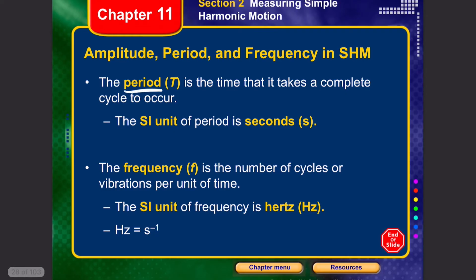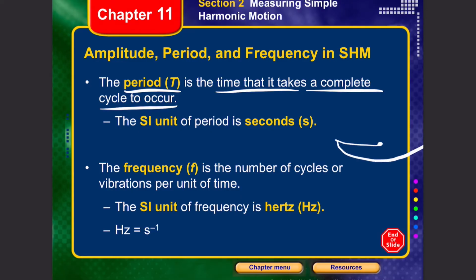Next, let's talk about period. So the period is the time it takes to complete one cycle. So one cycle means you start from the equilibrium position, you go back once and then forward. So where you're talking about an equilibrium position right here, you're going one back and then coming back to the position. So this here represents one cycle.